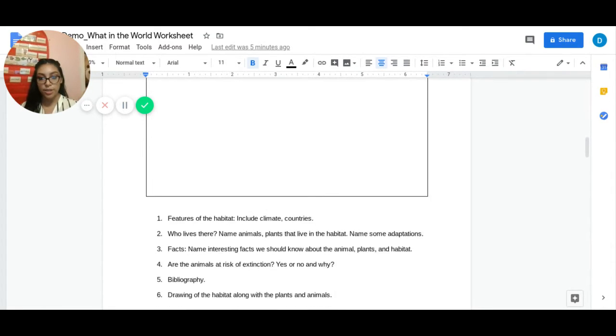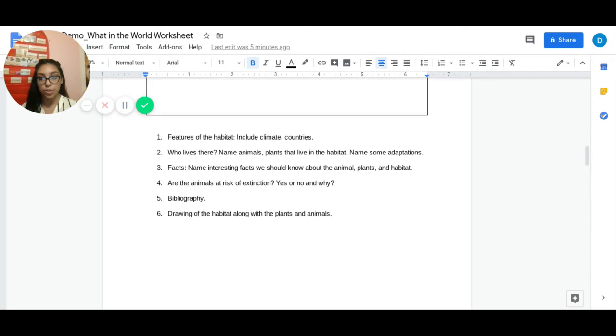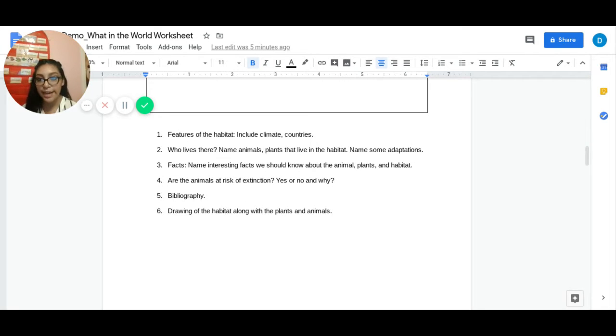And here's what they need to answer in a little poster. Number 1, features of the habitat include the climates and the countries. Number 2, who lives there? Name the animals, plants that live in the habitat. Name some adaptations. 3, facts. Name some interesting facts that we should know about the animals, plants, and habitat.